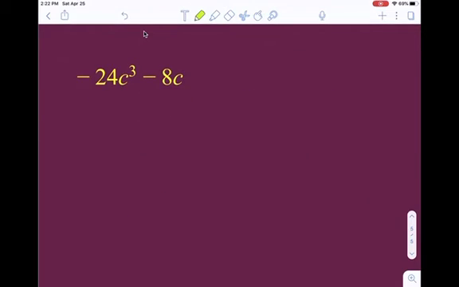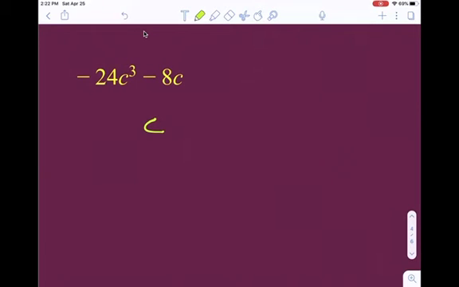All right. Last example, guys. Sorry, this is a slightly longer video, but this is a new concept, and I want to give you enough swings at it. All right. Negative 24c cubed minus 8c. Well, I know there's a c in each of these, so I'm going to take a c, and it looks like my lowest number of them is 1, so we'll leave this how it is.